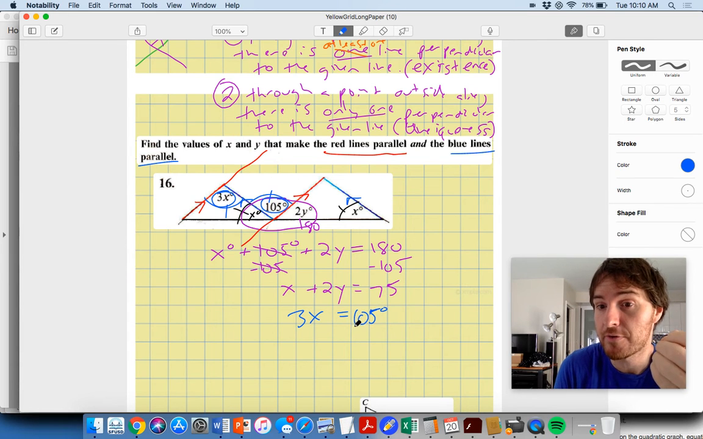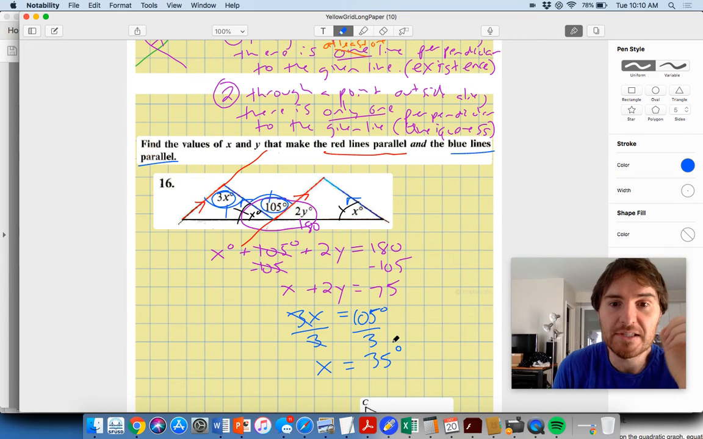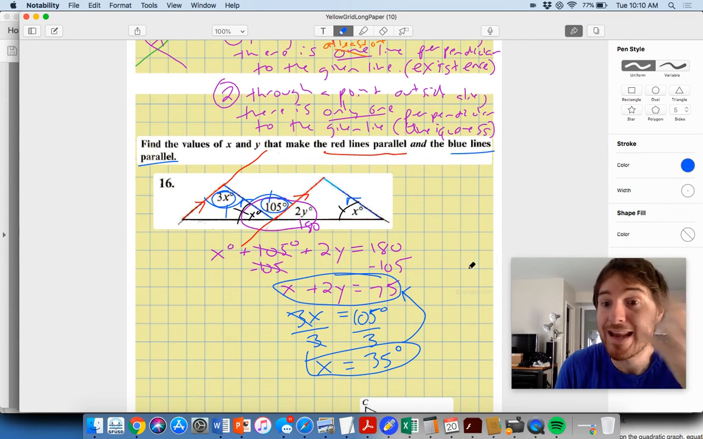3 times x is 105, so we need to divide 3x by 3 to get what 1x would have to represent. Divide both sides by 3, we get x, and this is going to be 35, right? Because 3 times 30 is 90, and 3 times 5 is 15. 90 plus 15 is 105. There we go. So we got our x, and here we can go back and plug it back in to this other relationship that we have between x and y to determine what y must equal in this problem here.